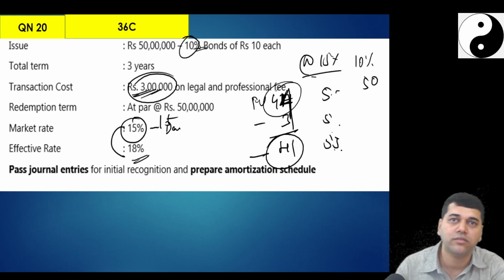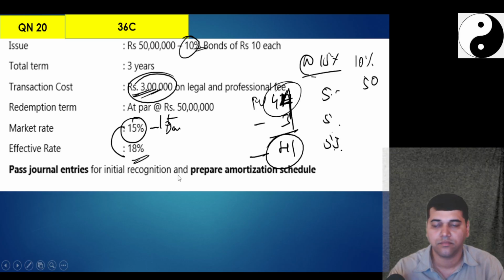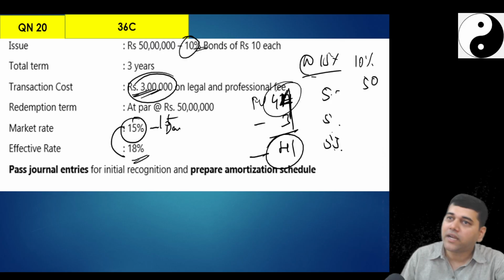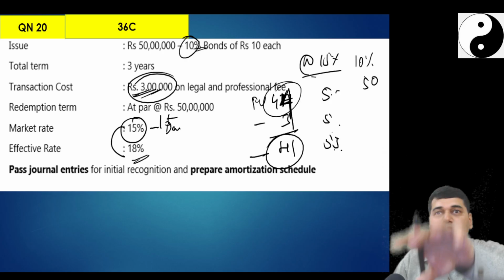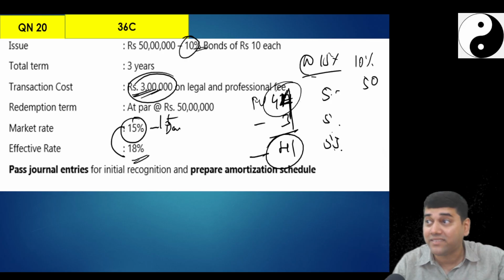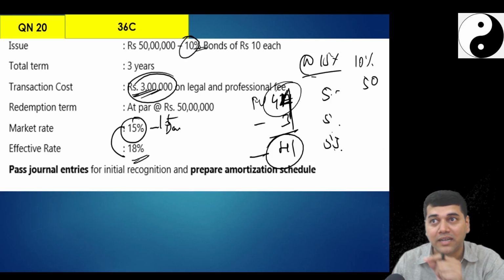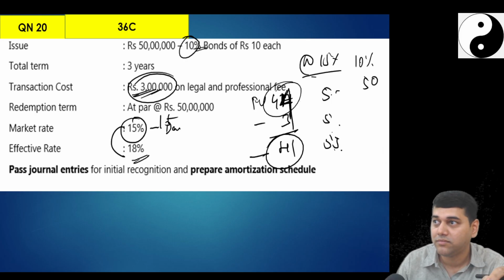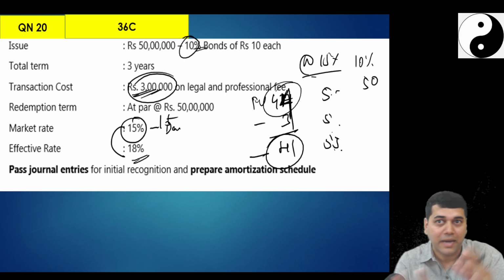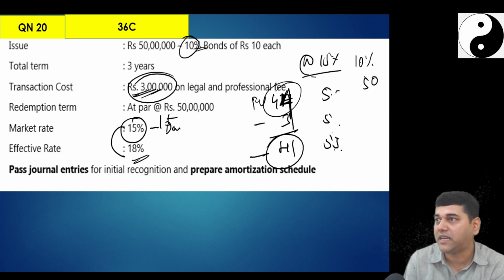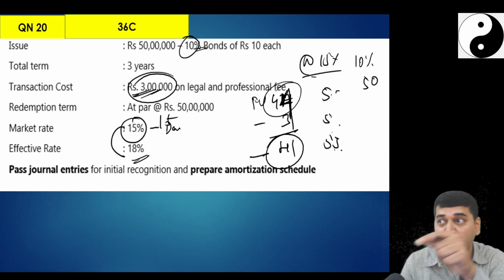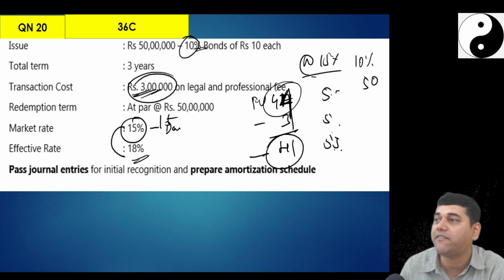Yeah, you have a doubt? Okay, your doubt is, why can't I deduct this 3 lakh from 50 lakhs? Baba, 50 lakhs is the transaction price, not a fair value. Transaction cost has to be deducted from the fair value. So if your market rate and your coupon rate are one and the same, then transaction price and fair value are one and the same. So this is an adjustment to the fair value, you have to deduct it from the fair value.